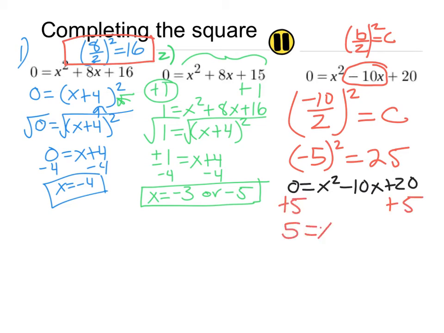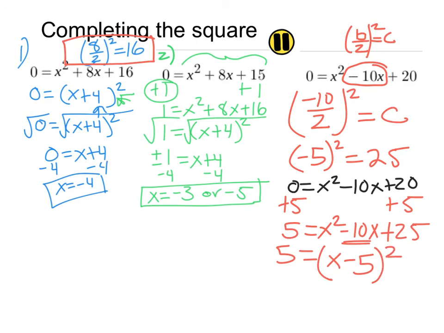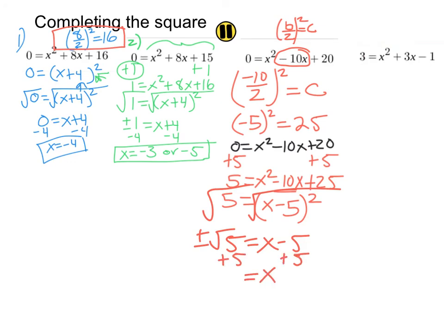So 5 equals x squared minus 10x plus 25. And then I need to rewrite this side in perfect square form. Since it's a negative 10, this is going to be x minus 5. Remember, it's a 5 because that's half of the b value squared. And then we can solve from there. So I get that x equals 5 plus or minus the square root of 5, or x equals 5 plus root 5, or 5 minus root 5.